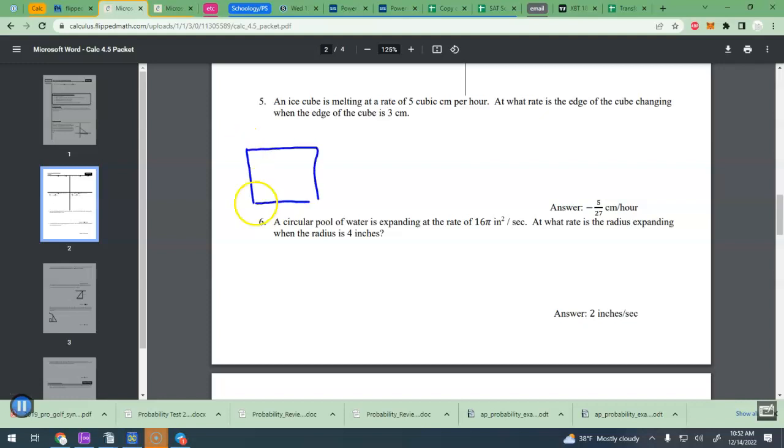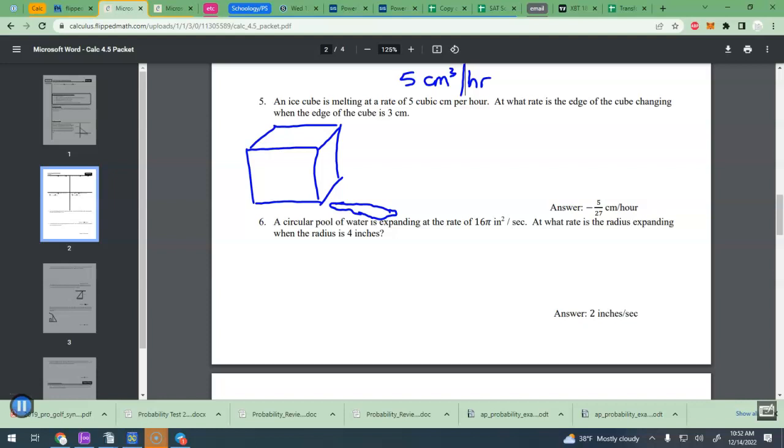I got an ice cube. It's melting at a rate of 5 cubic centimeters per hour. So that's like 5 centimeters cubed per hour. That's one of the clues. And the other clue is the ice cube's just getting smaller.